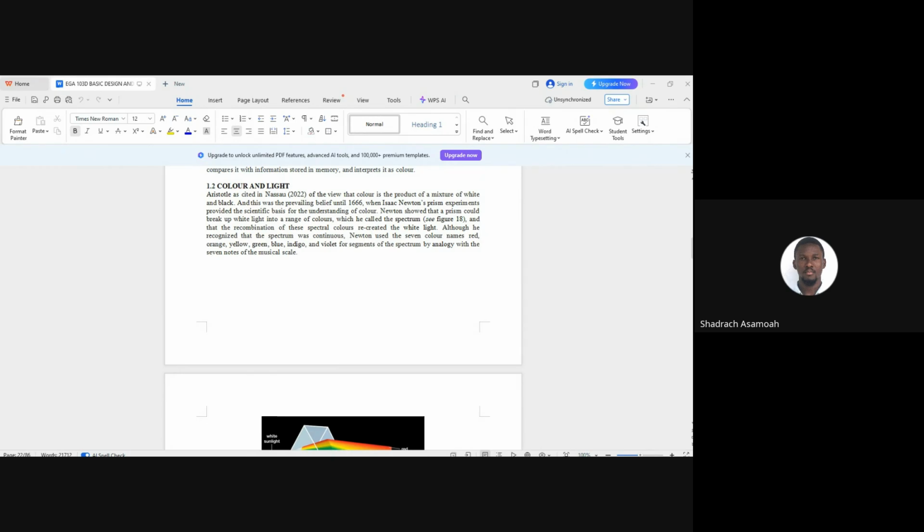Newton showed that a prism could break up white light into a range of colors, which he called the spectrum, figure 18. The recombination of these spectral colors recreated the white light. Although he recognized that the spectrum was continuous, Newton used the 7 color names red, orange, yellow, green, blue, indigo, and violet for segments of the spectrum by analogy with the 7 notes of the musical scale.